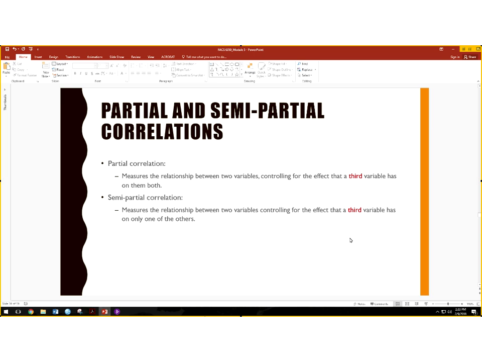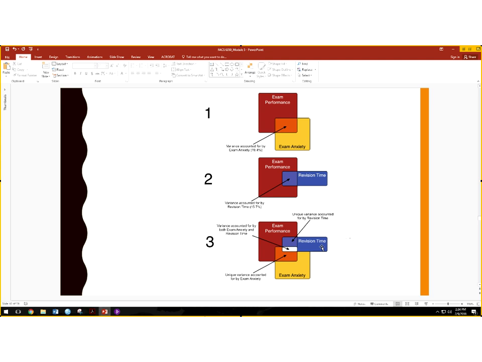And then a partial correlation is where we do account for that third variable and the effect that it has on both of the other variables that we're looking at. And then a semi-partial correlation is where we look at this third variable, but we control it based on the other two. We're not doing partial or semi-partial correlation. We're doing bivariate. So this is just an example. You need to know what it is, but we're not going to actually conduct it.